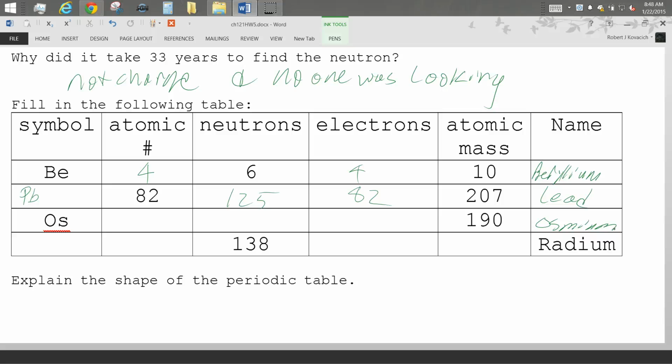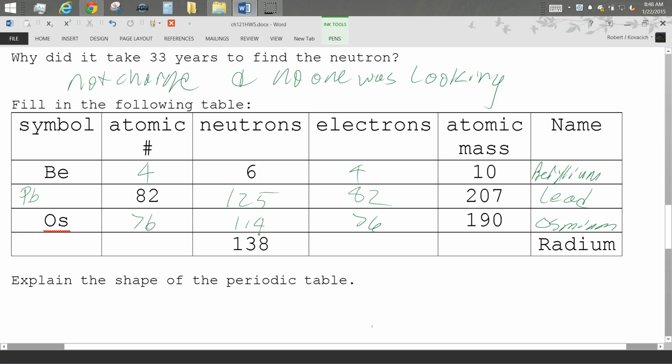All right, so osmium. If I'm named osmium, how many protons do I have? 76? So that means I also have 76 electrons. And if this isotope has a mass of 190, then I've got 114 for my neutron number.